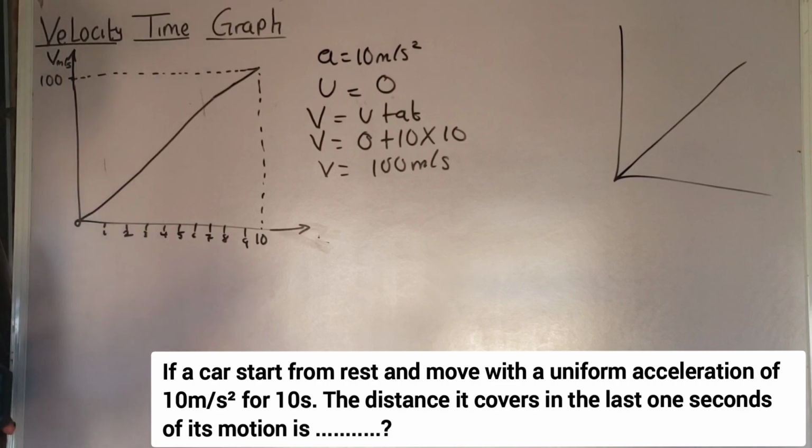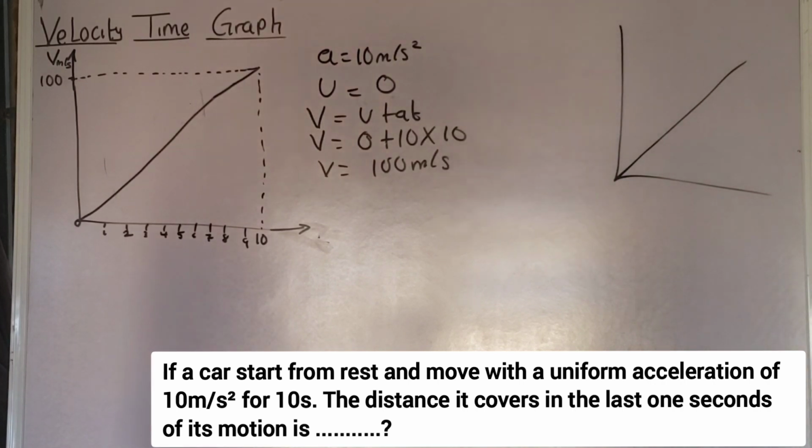Now, please pay attention. You know that the question says we should calculate the distance covered in the last 1 second of its motion. That means that distance will be the distance between the 10th second and the 9th second. I will repeat that again. We are told to calculate the distance covered in the last 1 second of its motion. That distance will be the distance between the 10th second and the 9th second.